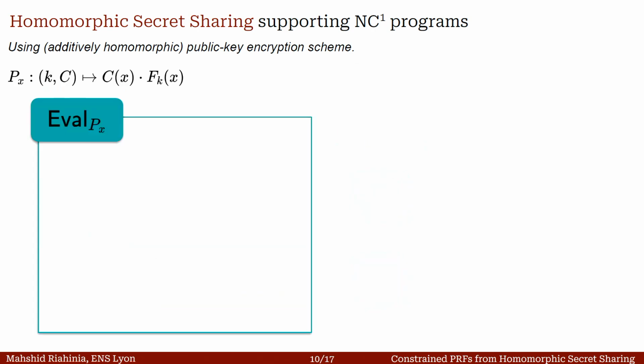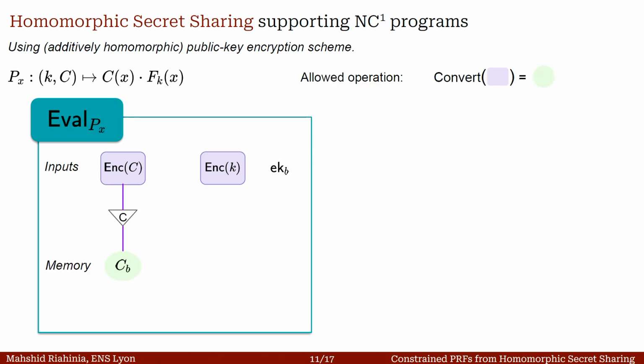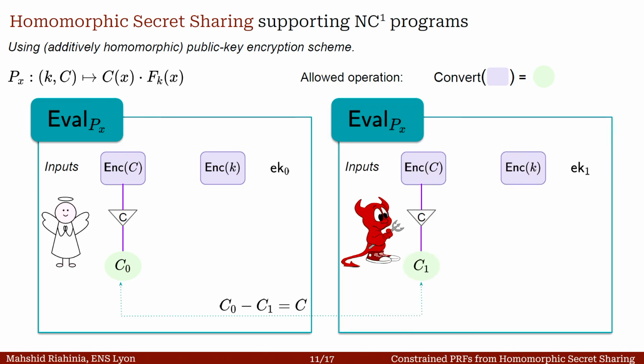So in the evaluation algorithm, as mentioned, the inputs are in the form of ciphertext, and we also have an evaluation key. And we have some special operation, which is conversion. You can convert an input, which is the ciphertext, into a memory value. You can view it as just loading an input into memory. And it should be such that if you look at the memory values of the two parties, they form subtractive shares of what they represent.